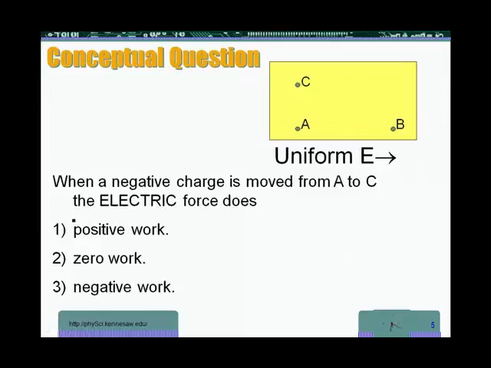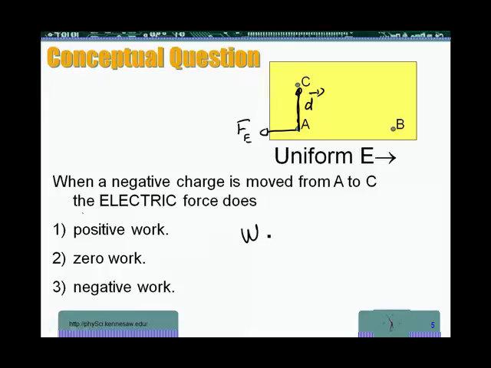Now, in this question, they tell us when a negative charge is moved from A to C, what kind of work does the electric field do? Positive work, zero work, or negative work? Now, we mentioned a few minutes ago that the electrical force is pointing in this direction. My displacement in this case from A to C is in this direction.